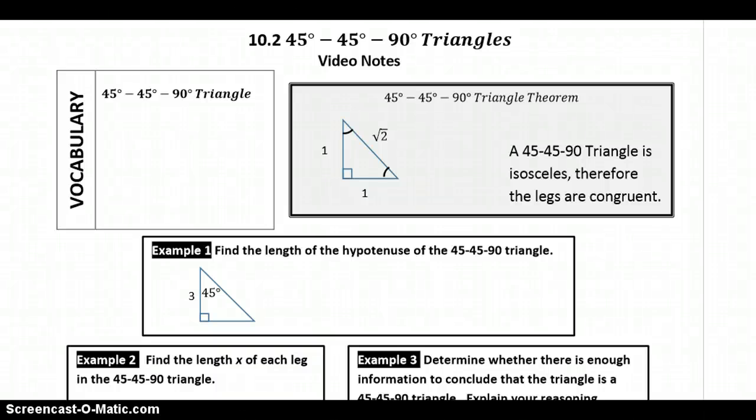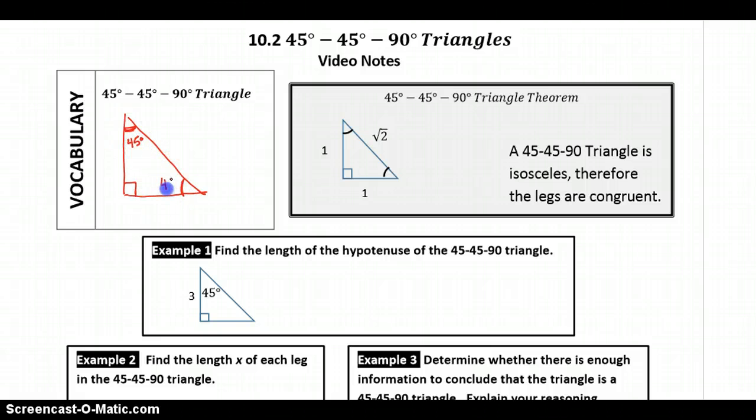Alrighty, here are the video notes for section 10.2. We'll be talking about a special type of triangle called a 45, 45, 90 triangle. It's called a 45, 45, 90 triangle because the degrees in this triangle are one 90-degree angle, and the other two angles are both 45 degrees.